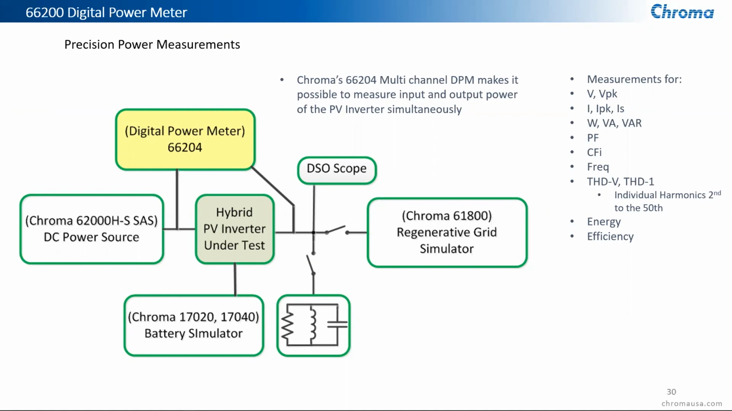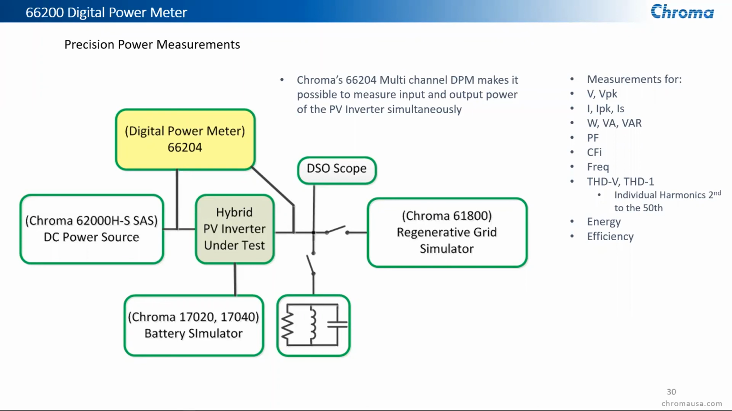The 66204 digital power meter is a multi-channel meter. It gives you up to 4 channels. As an example here, you'd be able to measure the DC input power to a hybrid PV inverter, as well as measure the three-phase output of the PV inverter for AC. It'll also give you the ability to measure the battery charge and battery power supplied back from the energy storage system as well by using the power meter.